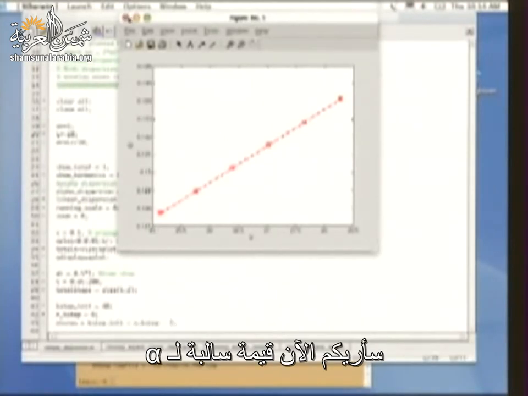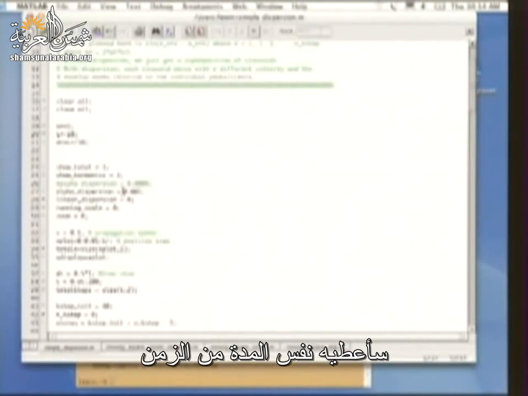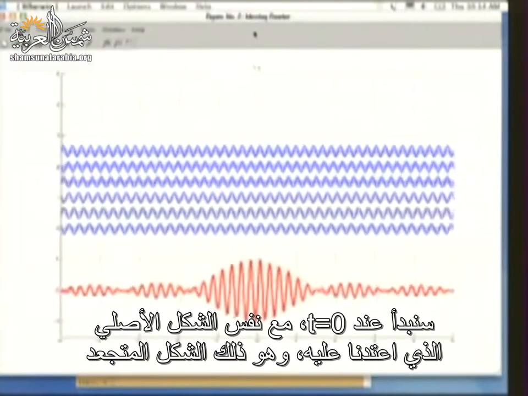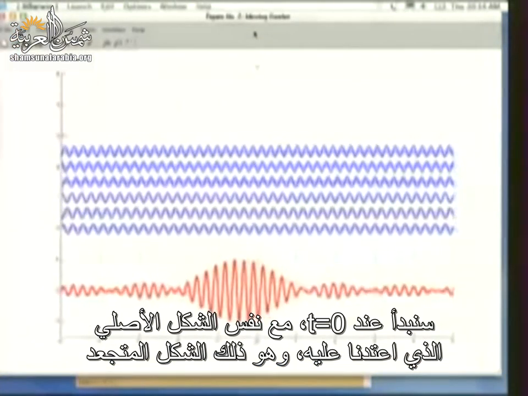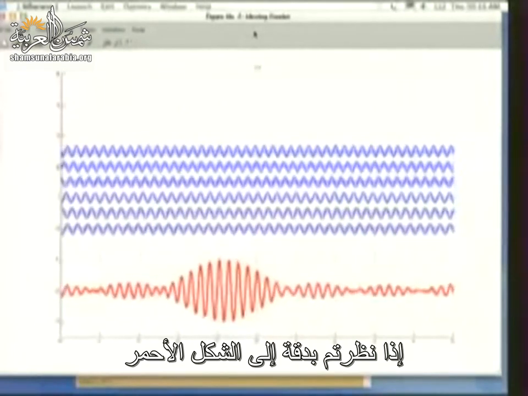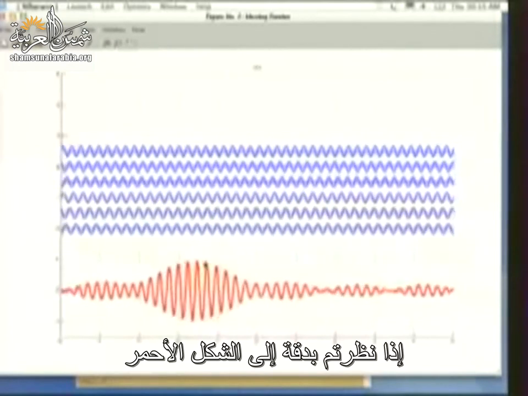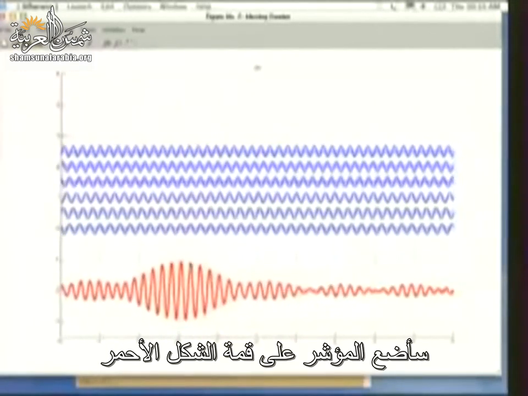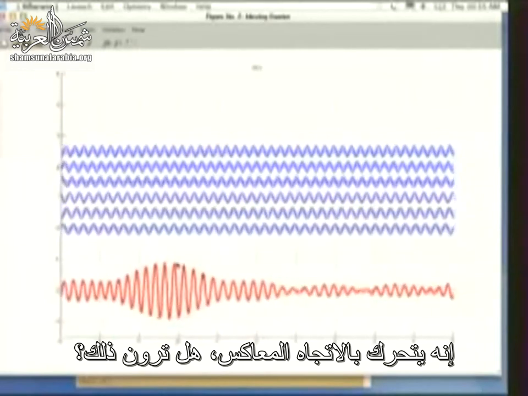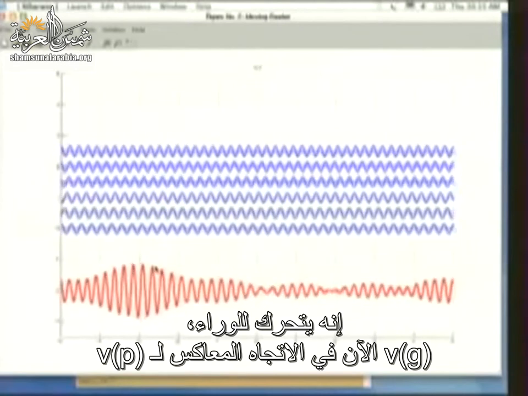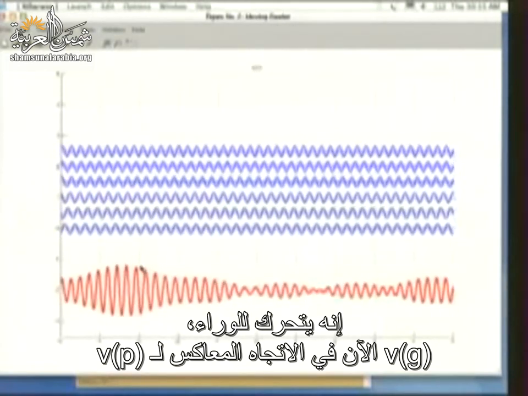And so now I'm going to show you a value for alpha which is negative, and I'm going to give it the same amount of time. And so we start at t equals 0, with the same original shape that you're used to now, which is that crispy shape. And now if you look very closely at the red one, I will keep pointing at the top of the red one. You see it's moving in the opposite direction. Do you see that? It's moving back. So the group velocity is now in the opposite direction as the phase velocity.